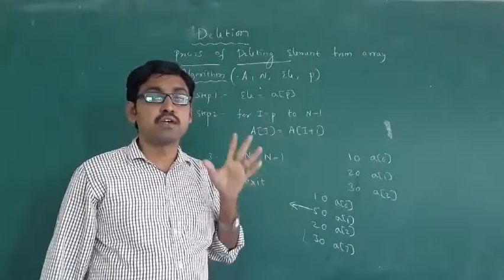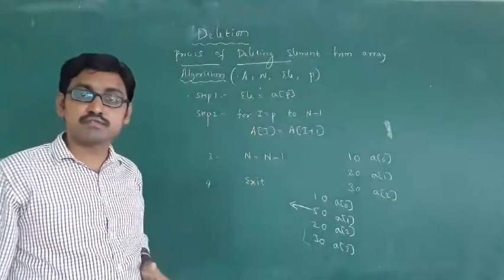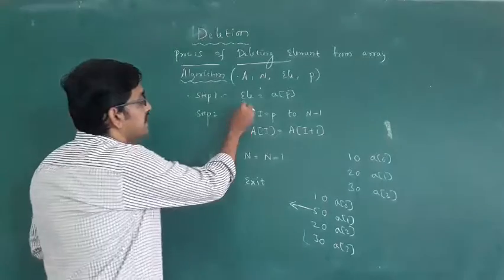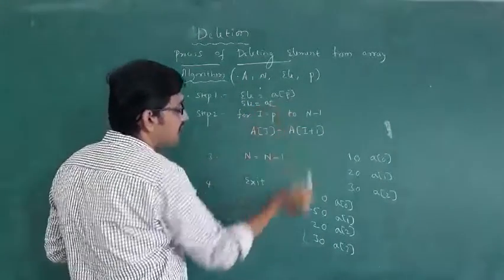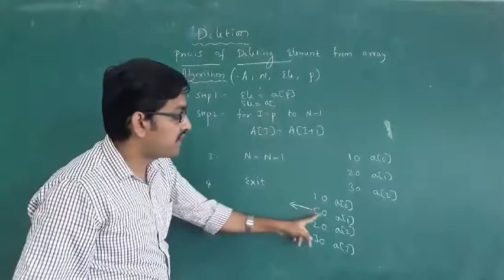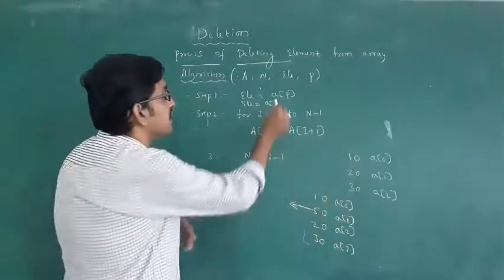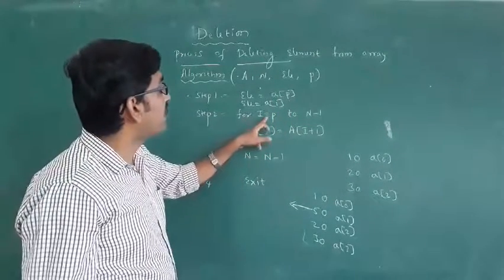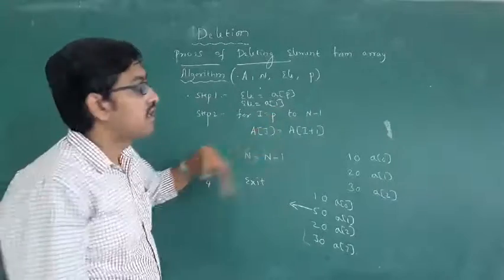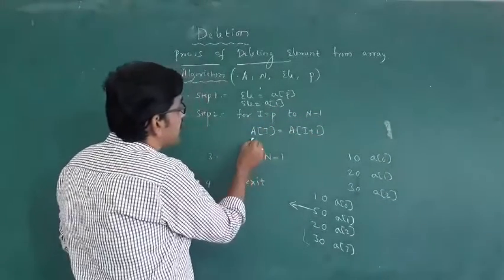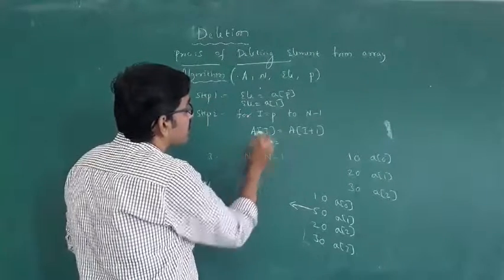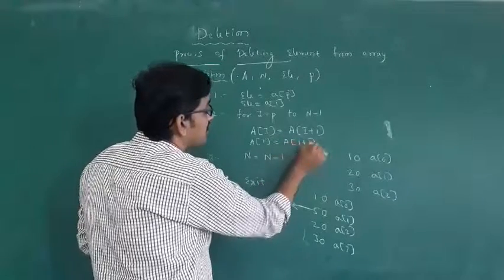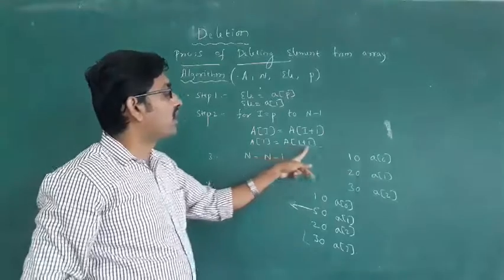This you have to remember. Then how to write an algorithm for this? First, element equal to A of P. My element is element equal to A of P. A of P means which element am I deleting? 50. In which position is it? Position is 1. This is nothing but A of 1. Okay, A of 1. For I equal to P, P means 1. I equal to, then A of I equal to A of I plus 1. A of 1 equal to A of 2.